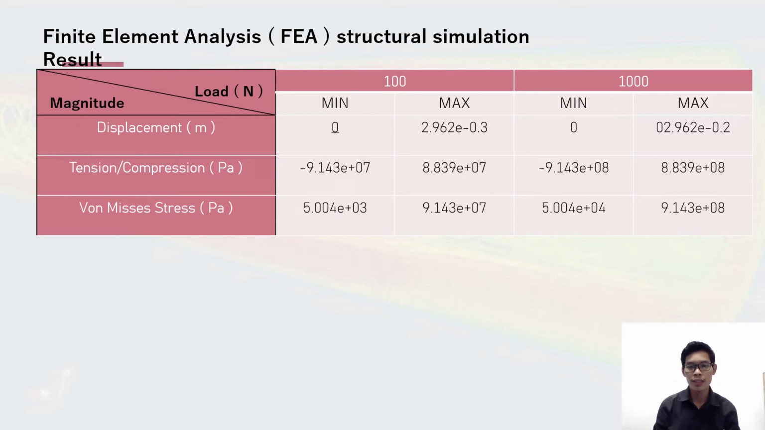For the 1000 Newton, the displacement shows a minimum value of 0 and the maximum value is 2.962 E minus 02. As for the tension or compression for 1000 Newton, the minimum value is negative 9.143 E plus 08 and the maximum value is 8.839 E plus 08. And lastly, the von Mises stress at 1000 Newton: the minimum is 5.004 E plus 04 and the maximum is 9.143 E plus 08.